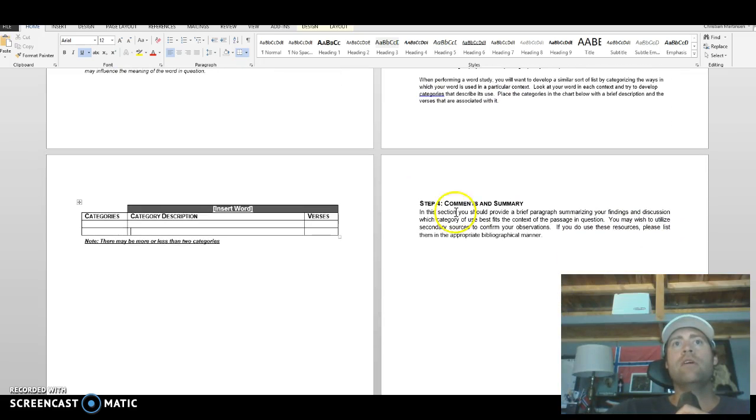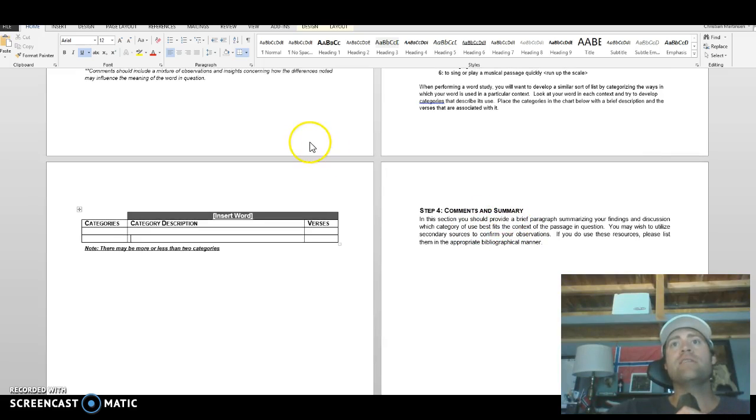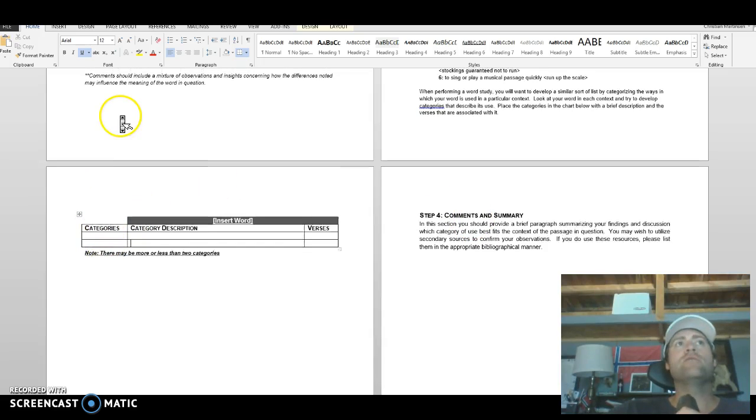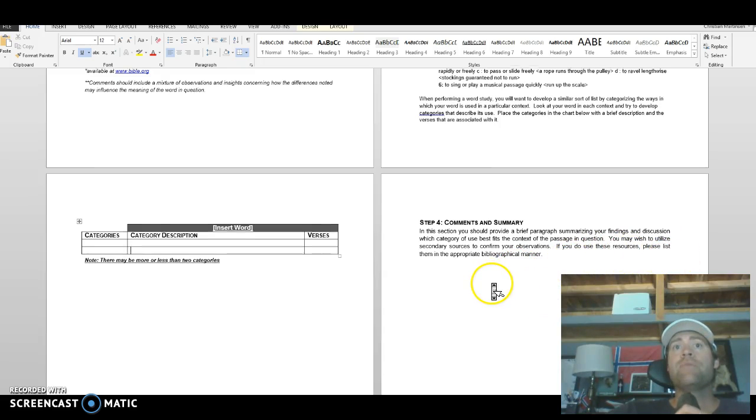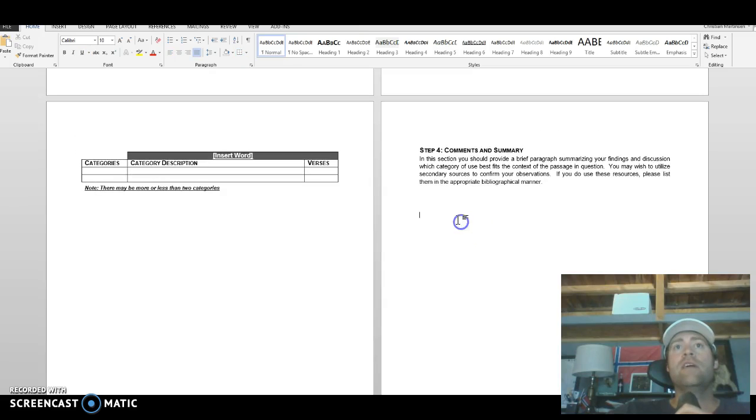And then step 4, in this section, you should provide a brief paragraph summarizing your findings and discussing which category of use best fits the context of the passage we're studying. So out of these categories that you established for the word, which one are you going to say makes the most sense for this context in the verse that we're studying. You may wish to utilize secondary sources to confirm your observations and tell us what that is. If you do use these resources, please list them with a bibliography. So if you find other scholars in a commentary or something else that make that argument, list out what that is and support your answer.